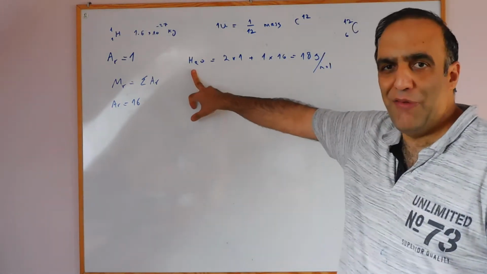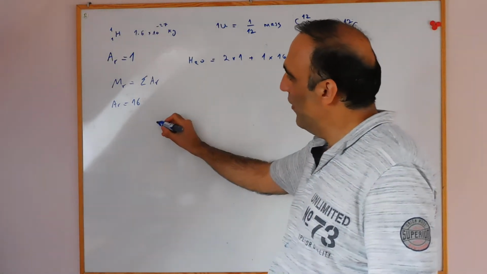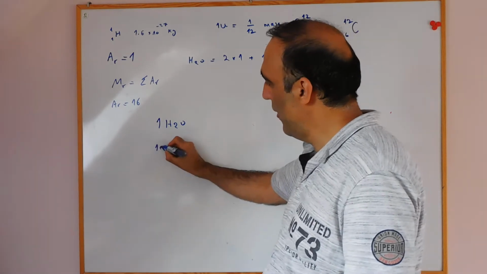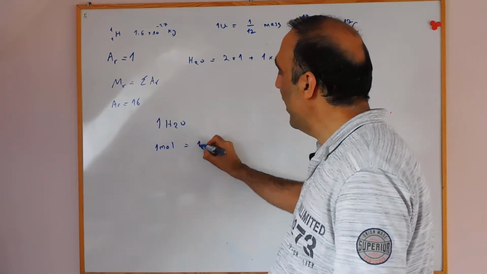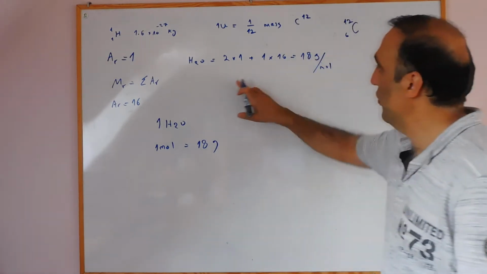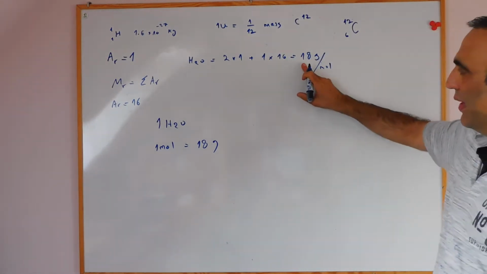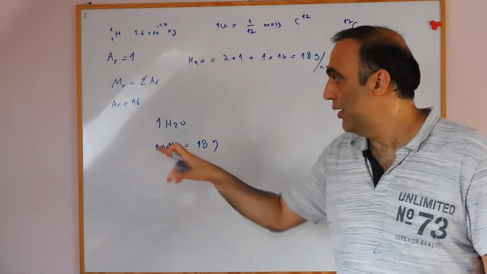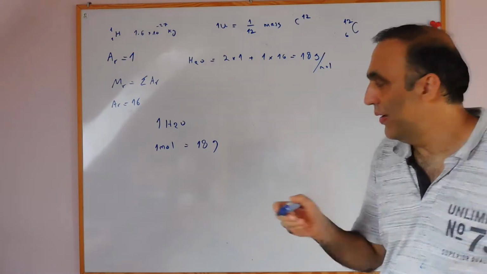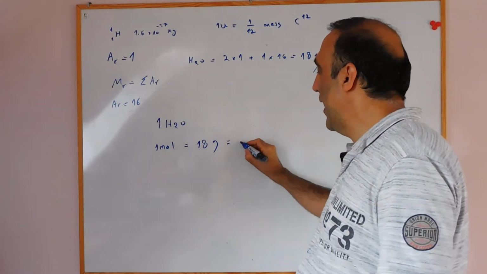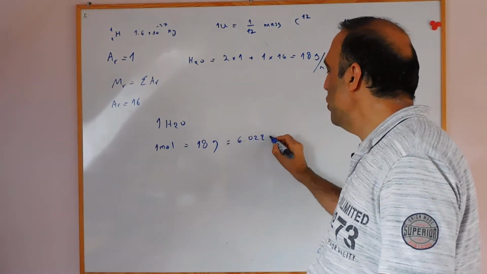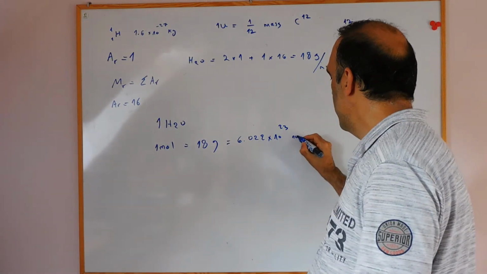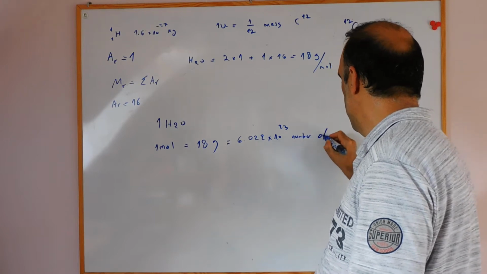For example, I have 1 mole of water, which is equal to 18 gram, because as you see here, the molar mass is 18 gram per mole. Then 1 mole of water is equal to 18 gram. And 1 mole of water has 6.022 multiplied by 10 to the power of 23 molecules of water.